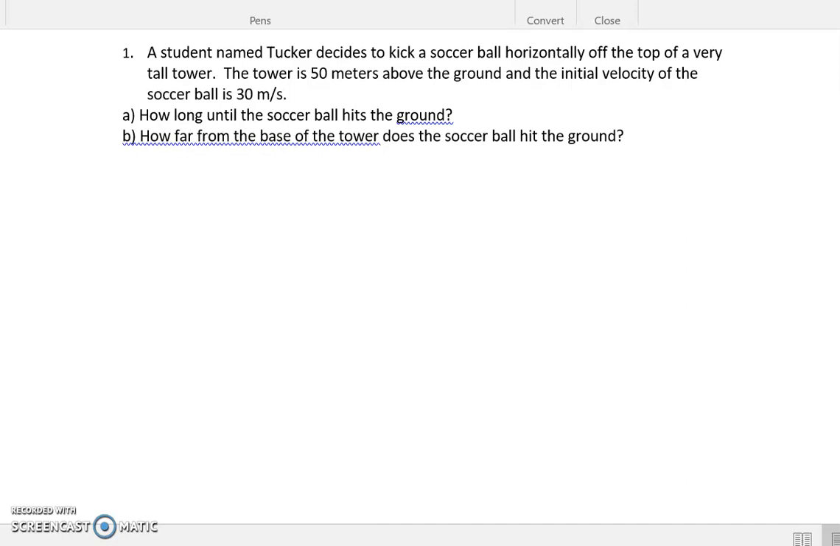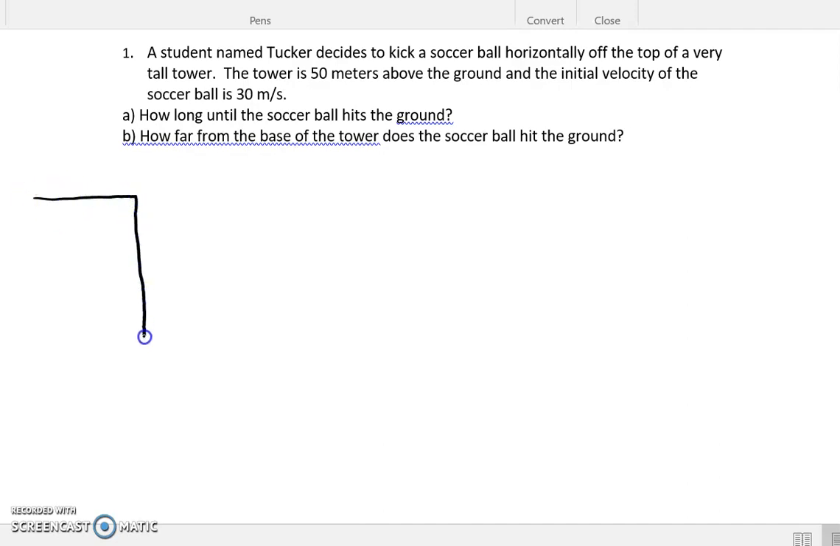Okay, so today we are going to talk about projectile motion for an object launched horizontally off of a cliff, a tower, whatever you want. So first thing we do, read the problem. You can read it to yourself. Next thing we always do is go ahead and draw a picture. So I'm going to draw a picture of what's happening.